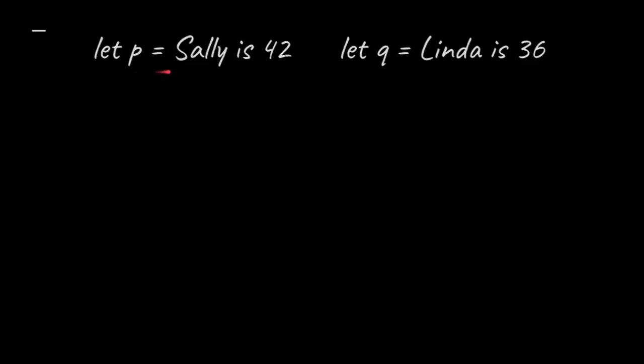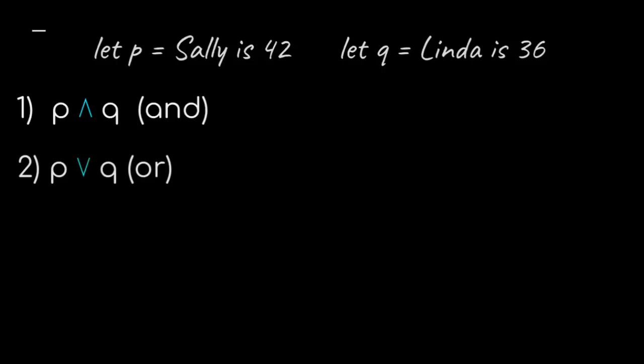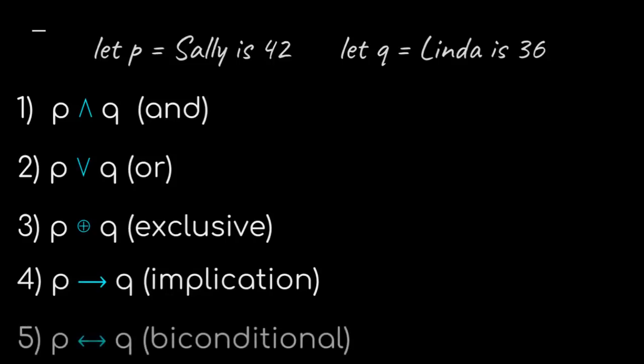Let's let P equal Sally is 42, and we'll let Q equal Linda is 36. Now let's look at some ways to compare these two statements, P and Q. We can do P and Q, we can do P or Q. There's also comparisons like exclusive or, implication, biconditional. In order to evaluate if these statements are true or false, we're going to use something called a truth table.